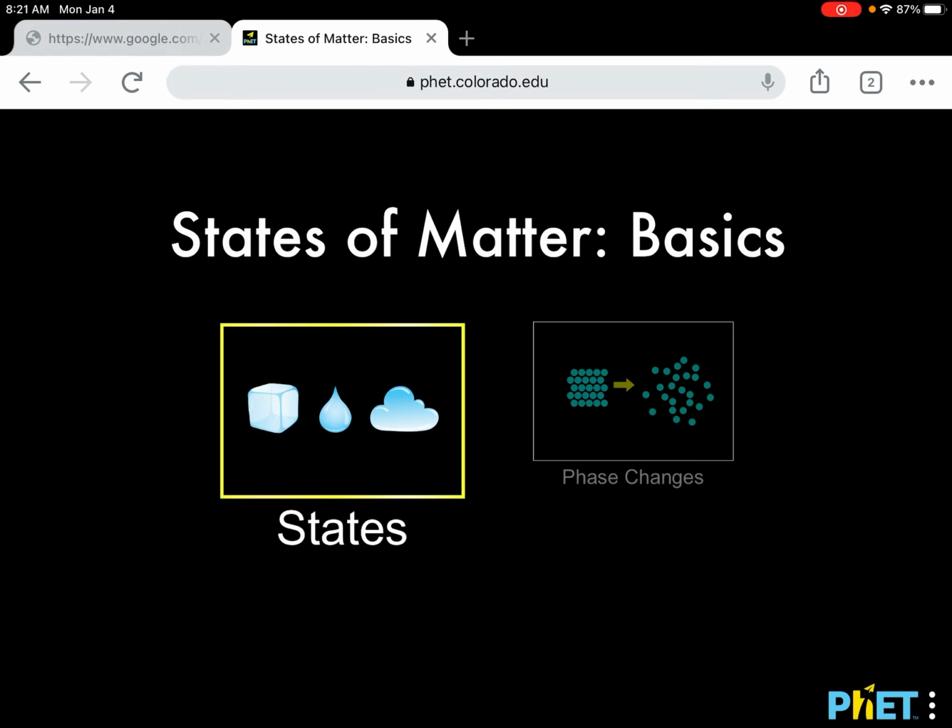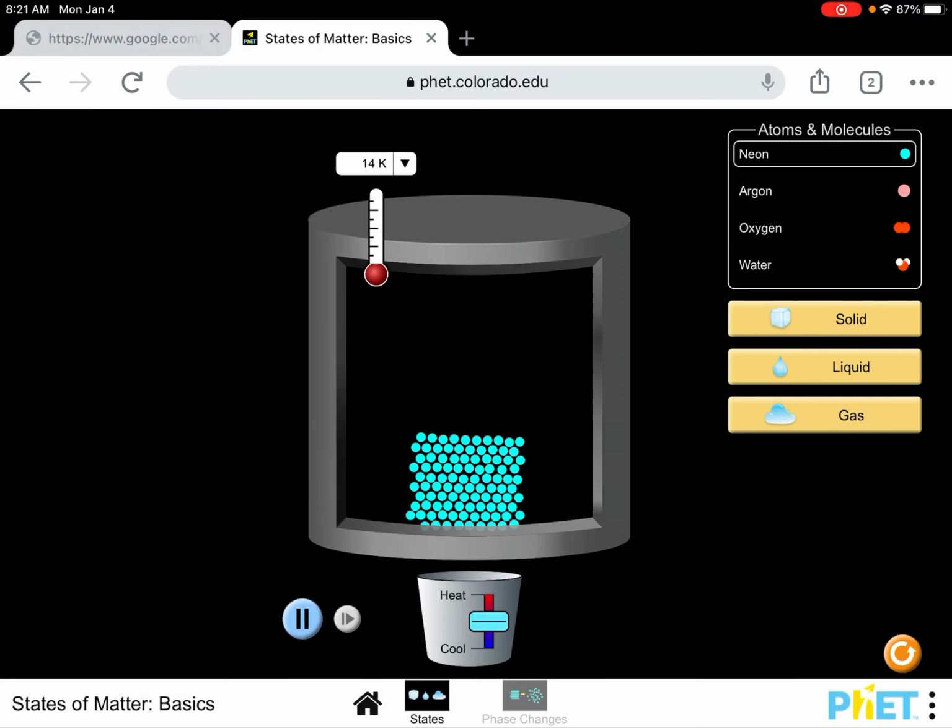All right. So here we go, taking a look at solids, liquids, and gases. This first one we're looking at is neon. This is actually solid neon. Notice the temperature is 14 degrees, or 14 Kelvin. So very, very cold. We could turn that into degrees Celsius, and you notice that it's under 0 degrees Celsius, so negative 259 degrees Celsius.